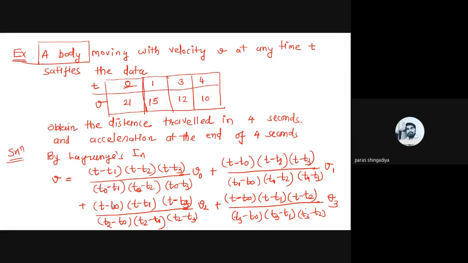You can also consider x0, x1, x2 notation, that is similar, but here t and v notations are given, therefore I use them for the concept. So now replace all the values. t we will consider as it is, and we will derive one equation. Clear?